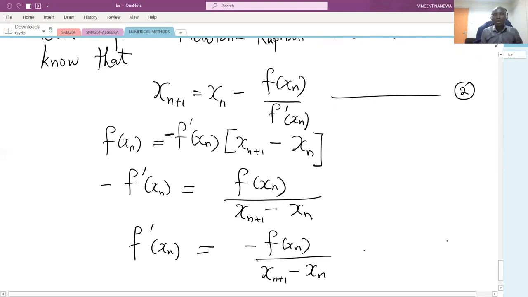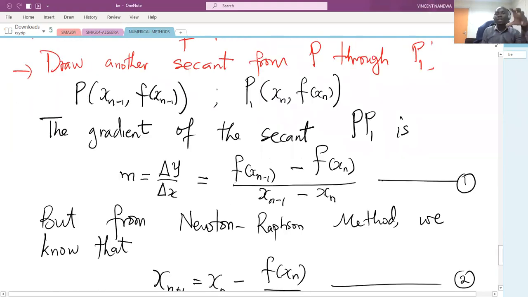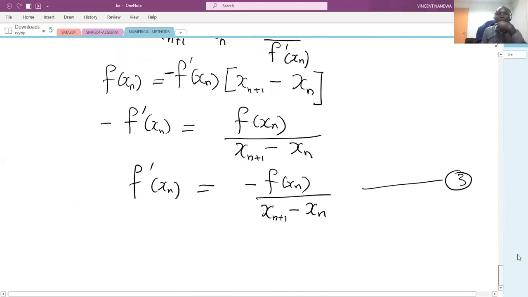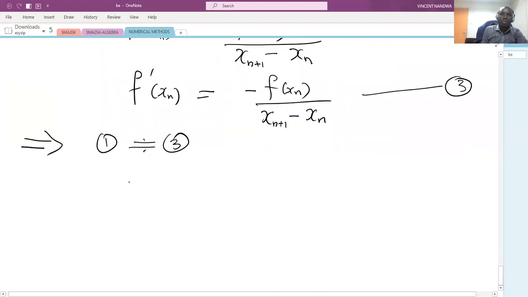So call this one equation 3. Now, remember equation 1 is defining the gradient of the secant, which is approximating the value of x1. So equation 1, change in y over change in x, is the same as the derivative. Then this equation 2 is also an approximation of the derivative. So equation 1 is approximately equal to equation 3 because all of them are defining the change in y over change in x. So therefore, we equate equation 1 and equation 2.